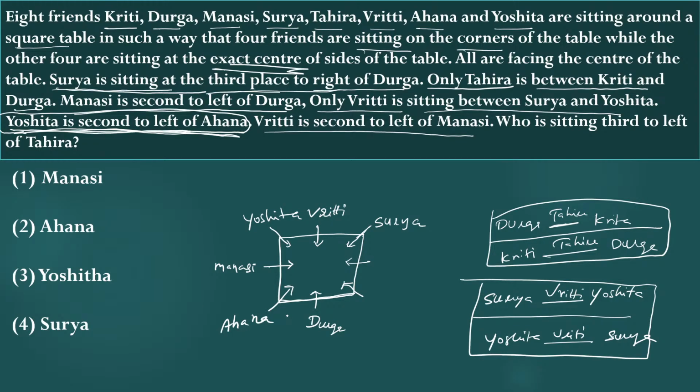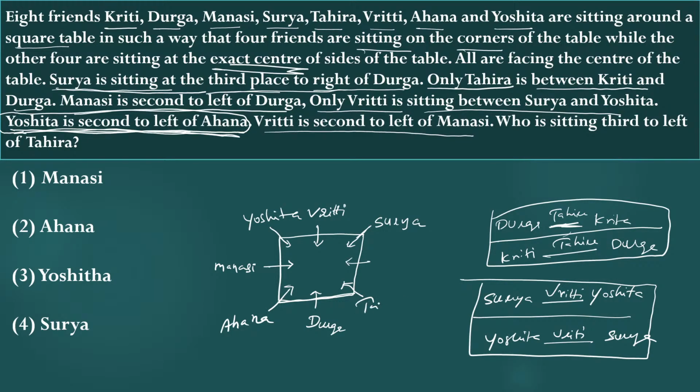Okay, and next, only two persons are pending, that is Tahira and Kirti. See that here one piece of information is there: Tahira is between Kirti and Durga.